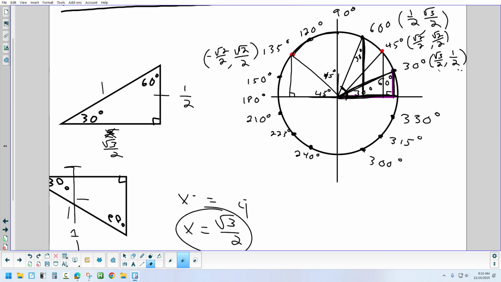Okay, so now we'll go through some of those different points. Don't forget, there are 4 other points that we did. Those are the quadrantal angles: 0, 90, 180, and 270. So now that gives you a total of 16 different points.